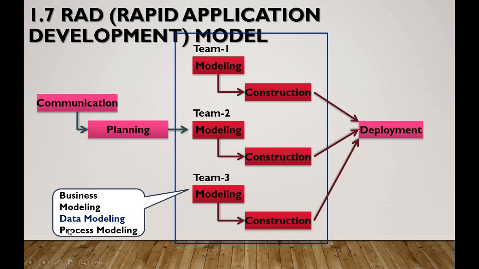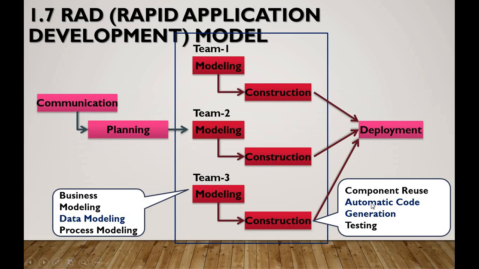Business modeling, data modeling and process modeling will be done by these modeling teams. In construction, automatic code generation, testing and component reuse will be there. In the deployment phase, integration, delivery and feedback will be there. But our main purpose is that after the planning phase, our work will divide into several teams, and those teams will do modeling as well as construction. After the construction phase, all work will be merged and it will be deployed.